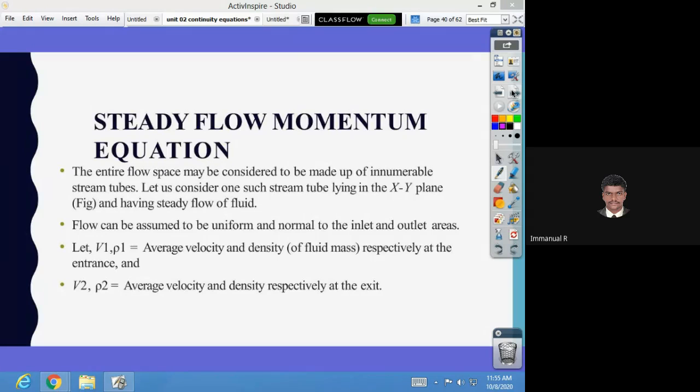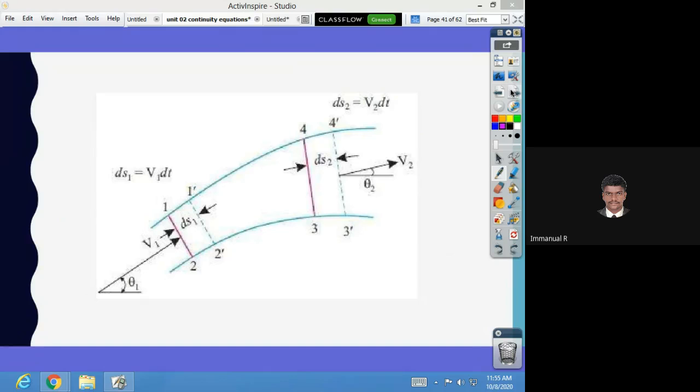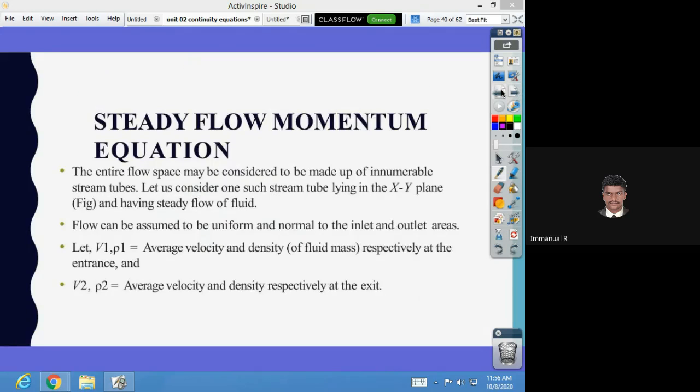So what is a stream tube? A stream tube is nothing but a combination of streamlines. What is a streamline? A path line is there. If we draw a tangent to that path line, then that line is the streamline. A group of streamlines is known as a stream tube. So from those stream tubes, I will take only one stream tube, as shown in this figure.